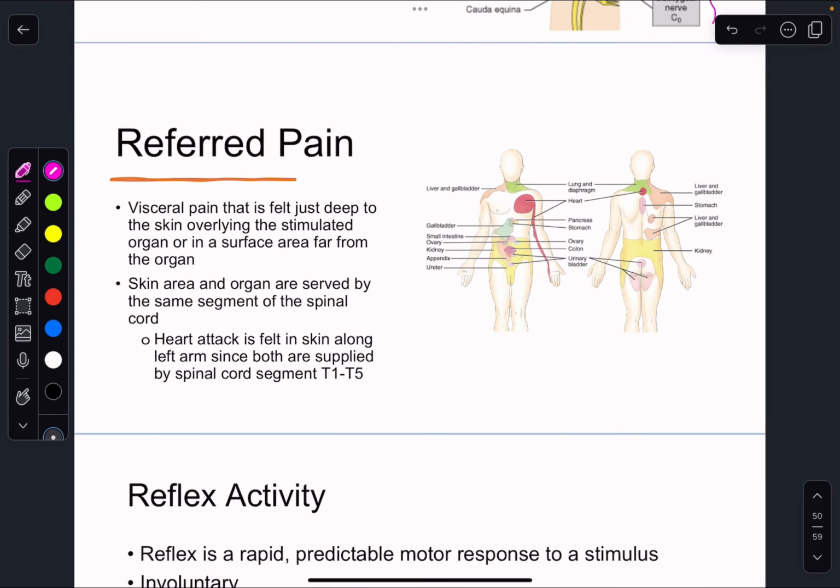All right, referred pain. Visceral pain that is felt just deep to the skin overlying the stimulated organ, or in a surface area far from the organ. The skin area and organ are served by the same segment of the spinal cord. A heart attack is felt in the skin along the left arm since both are supplied by spinal cord segments T1 to T5.